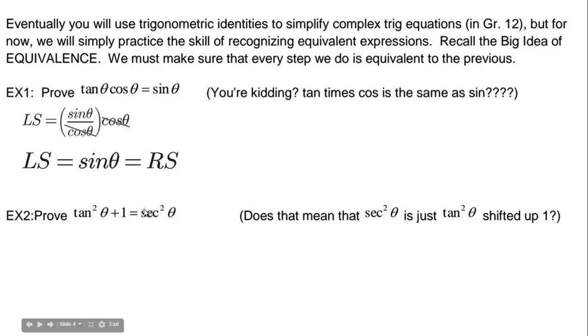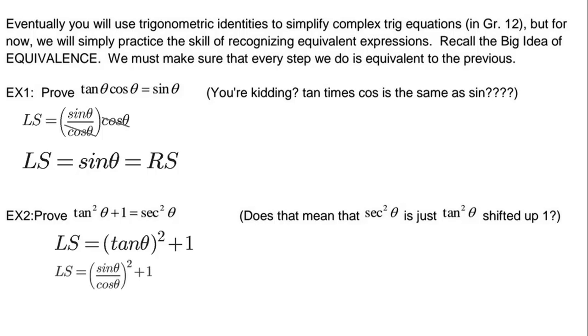On the other side, we've got tan squared plus 1 equals secant squared. And if we took this tan squared graph and shifted it up 1, that does mean that we get secant squared. It's the same graph.